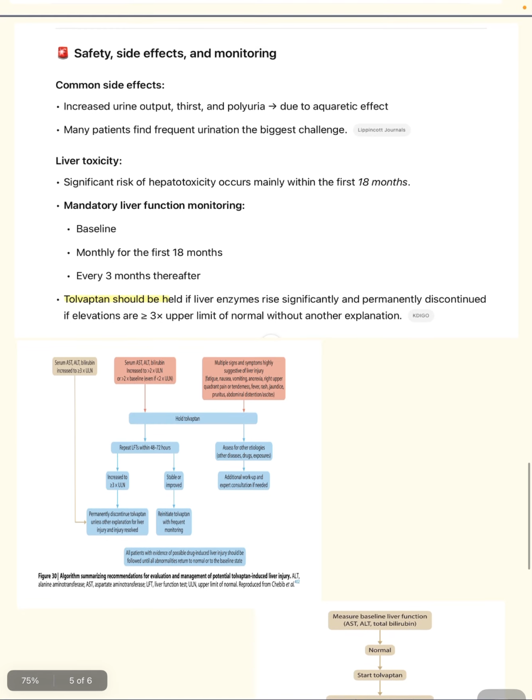Adverse effects and counseling. The common adverse effects are due to the aquaretic effect, that is polyuria, nocturia, thirst, polydipsia. These are expected and usually dose dependent. So counseling is very important. The key counseling points are to advise the patient to drink more water, avoid dehydration and expect lifestyle changes, that is frequent urination.